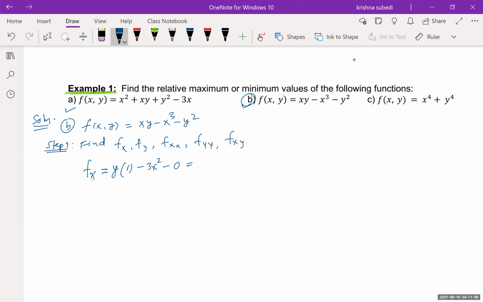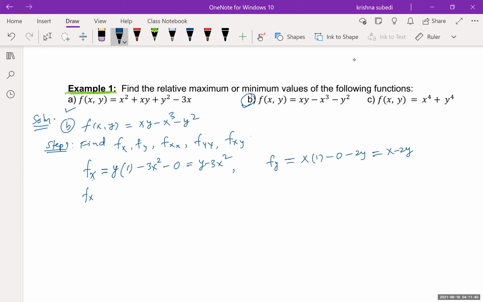So that's going to give me y minus 3x squared. Okay, and let us calculate f sub y. So for y, we treat x as constant. So x is constant, I just copy that down, and the derivative of y is 1. Minus x is constant with respect to y, so that's going to be 0 minus 2y. So I can write that to be x minus 2y.